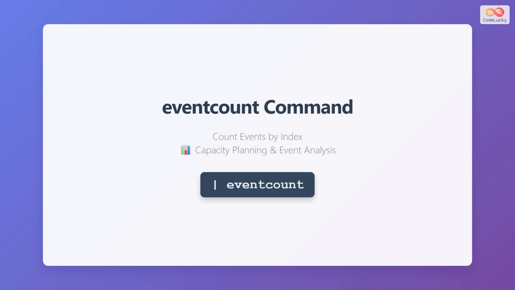The event count command is a powerful tool for counting events by index, making it essential for capacity planning and event analysis. This command helps you understand how your data is distributed across different indexes in your Splunk environment. By using event count, you can gain valuable insights into your data volume, which is crucial for effective resource management and system optimization. The basic syntax uses a pipe symbol followed by the word eventcount, making it straightforward to implement in your search queries.